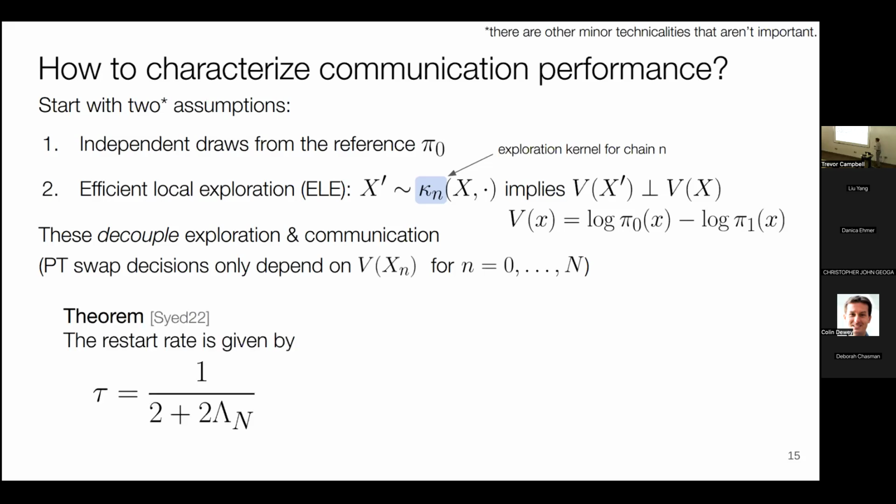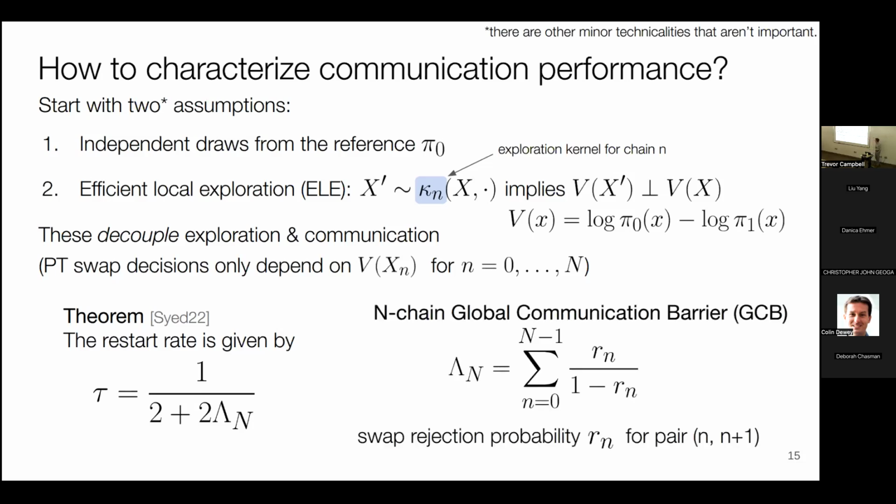If I make that assumption, I get this really nice theorem. The restart rate, remember we want lots of restarts, the rate at which you get restarts is given by 1/(2 + 2 lambda n), where lambda n is this n-chain global communication barrier. Rn here is the swap rejection probability for chain n and n plus 1. So how likely am I to reject that swap? That's Rn. Lambda n is the sum of all the Rn's divided by 1 minus Rn.